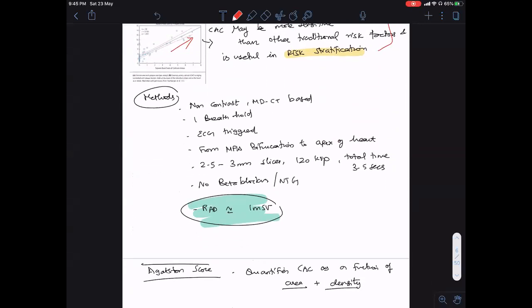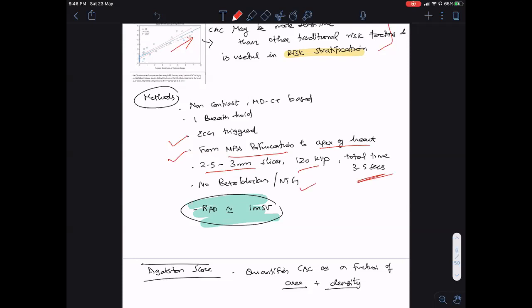Coronary artery calcium is a non-contrast, plain CT. Earlier it was done with electron beam, but right now it's done with the routine MDCT machines. Just 1 second or one breath hold is enough. It's prospectively triggered, so the volume acquired is from the MPA bifurcation to the apex of the heart, which is pretty much all the places where a coronary could potentially be. It is taken in 2.5 to 3 mm slices. The tube potential is 120 kVp, and the total time of the scan is 3 to 5 seconds.